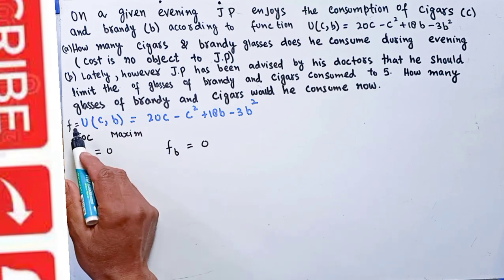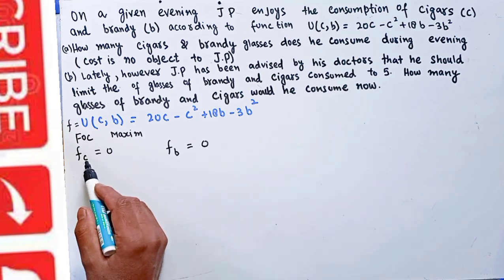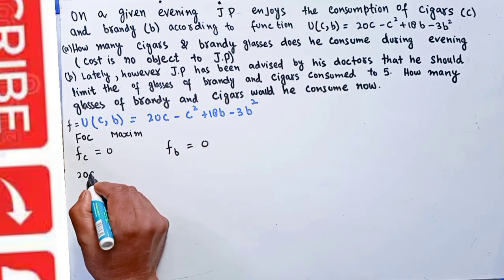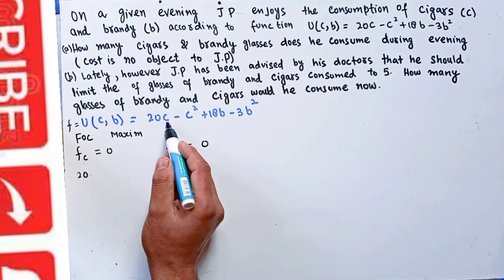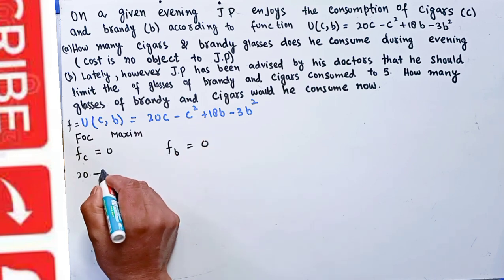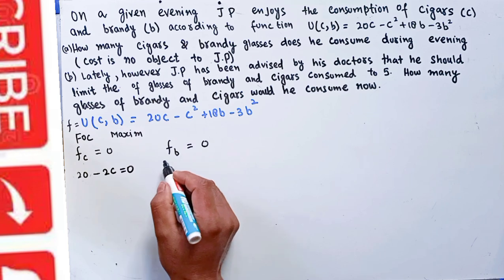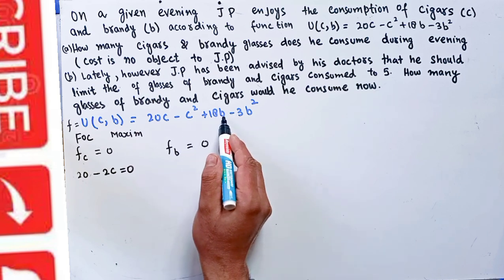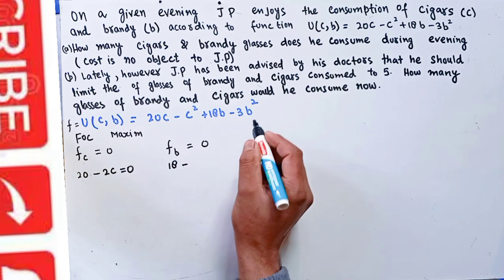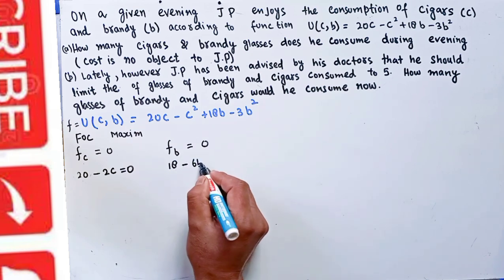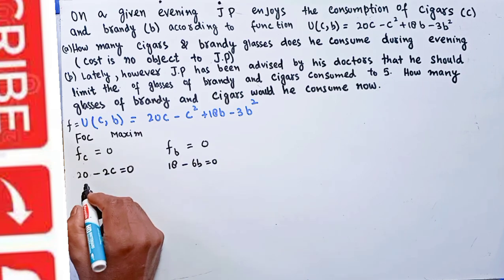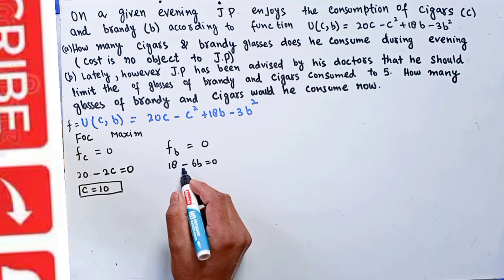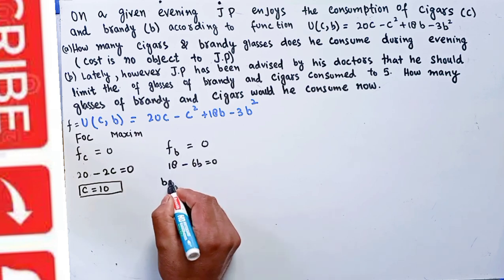So f subscript c means the partial derivative of this utility function with respect to c. The derivative of 20c is 20, minus the derivative of c square, which is 2c, and we set it equal to 0. Symmetrically, f subscript b means the partial derivative with respect to brandy: 18 minus the derivative of 3b square, which is 6b, and we set it equal to 0. Solving this, we get c equal to 10, and 6b equal to 18, which implies b equals 3.